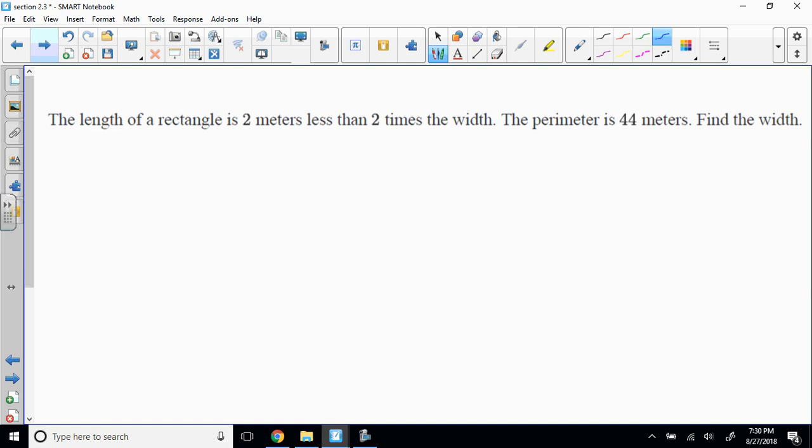The length of a rectangle is 2 meters less than 2 times the width. So we don't know what the width is, so that's X. So 2 meters less than, so length equals 2X minus what? And then width is X. So the perimeter is what? 44. Find the width. Right?